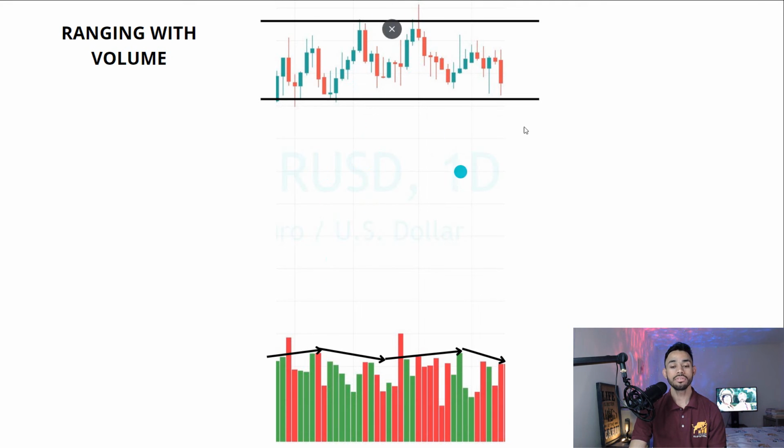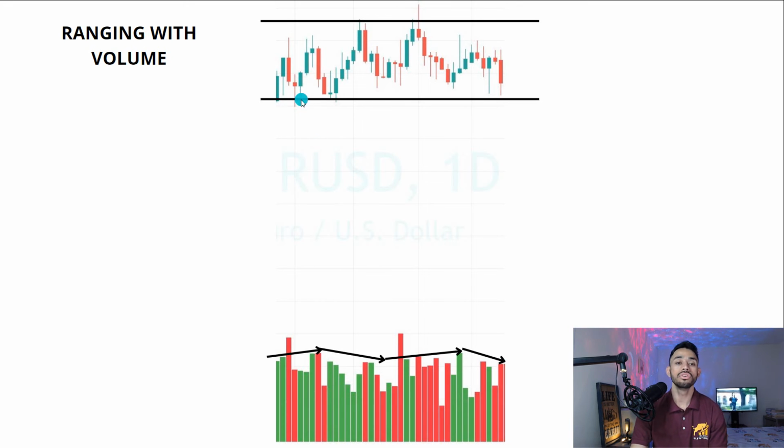So, two confluences, very, very important. And this is all you need. You don't need 100 indicators in the chart. You simply need to make it simple, as simple as you can understand it. That's all you need. And then how do we trade ranging markets?